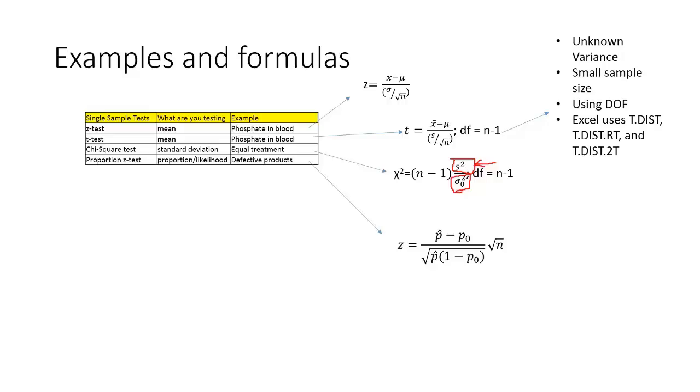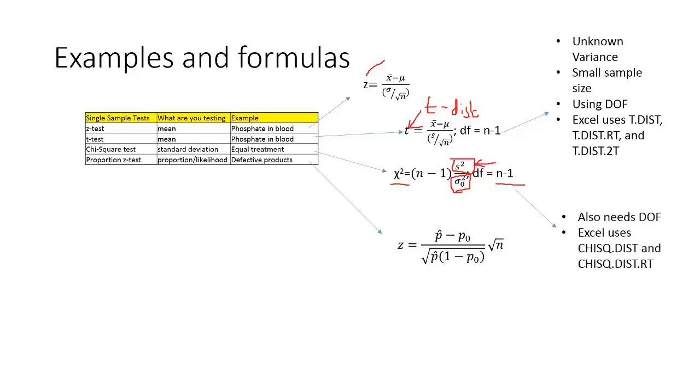and that's how you calculate this test statistic, which then gets compared to a chi-square distribution with n minus 1 degrees of freedom. Just like in the first case, it got compared to a z distribution, and the t statistic got compared to a t distribution, the same way the chi-square statistic gets compared to a chi-square distribution.